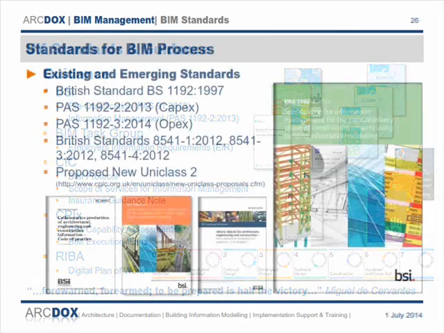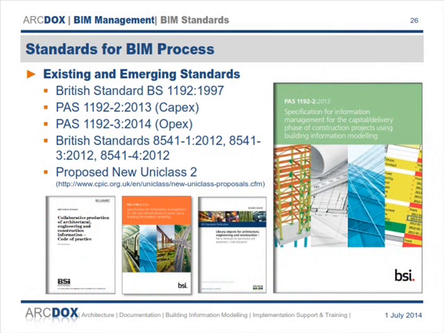So the key document, the absolute key document to all of this is PAS 1192. Okay, it's a specification for information management for the capital delivery phase of construction projects using building information modelling. Most of us, I expect, are going to be involved in the capital expenditure or delivery phase of a project. That's design and construction.